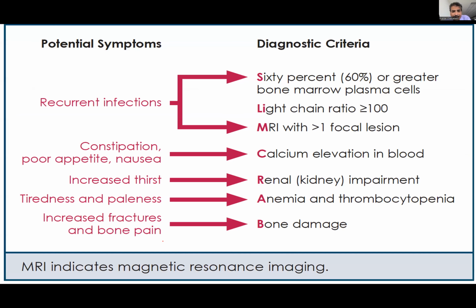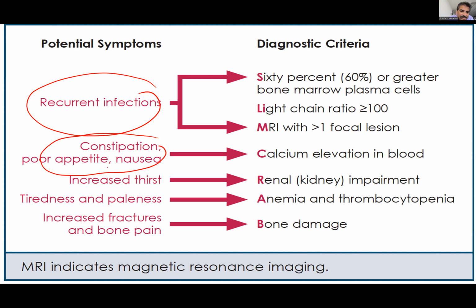So, there are other symptomatology in the clinics which will raise your suspicion. If there are recurrent infections, you should look. If there is constipation, poor appetite, rule out hypercalcemia, increased thirst. Especially the problem is if you have a diabetic who has nephropathy, suddenly the proteinuria increases and the creatinine starts rising. And you think, oh, this is diabetic nephropathy.